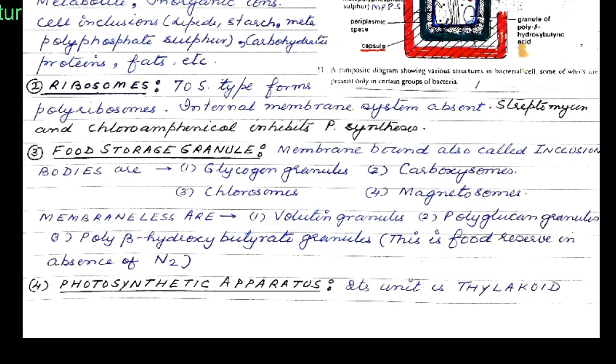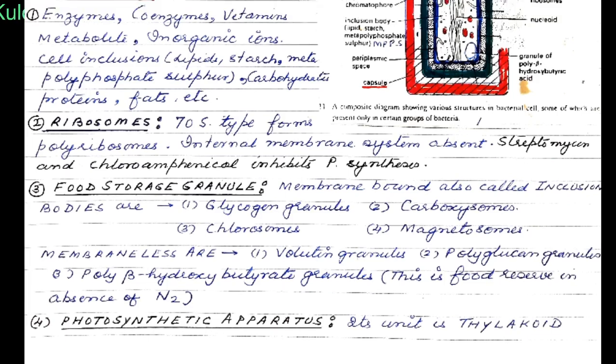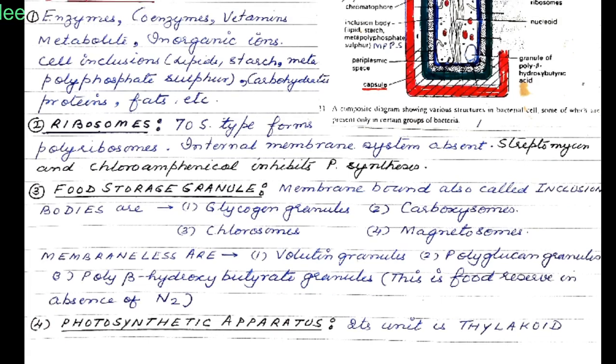Membraneless granules are also seen in the cytoplasm of these bacteria: volutin granules, polyglucan granules, and poly-beta hydroxybutyrate granules, which are the food reserve in the absence of nitrogen. Some bacteria photosynthesize, and the unit of their photosynthetic apparatus is the thylakoids.